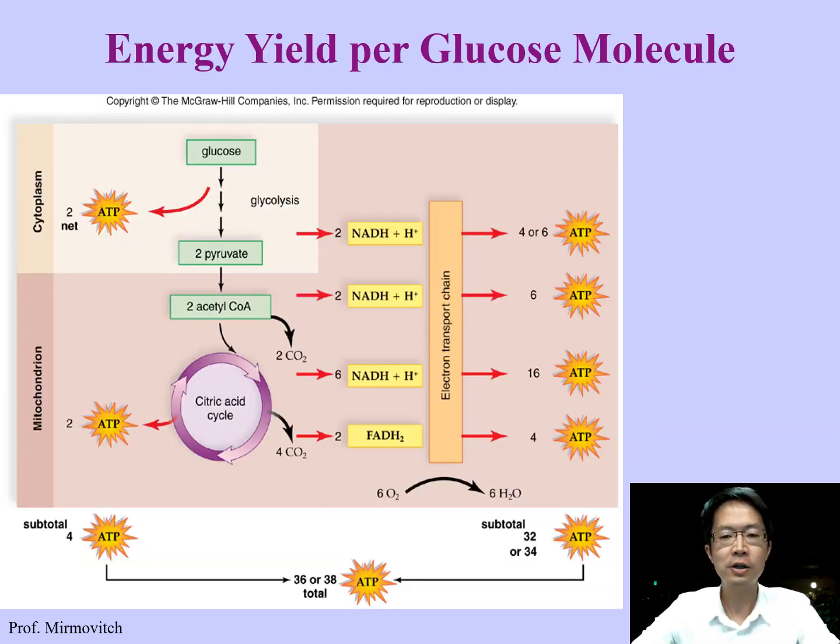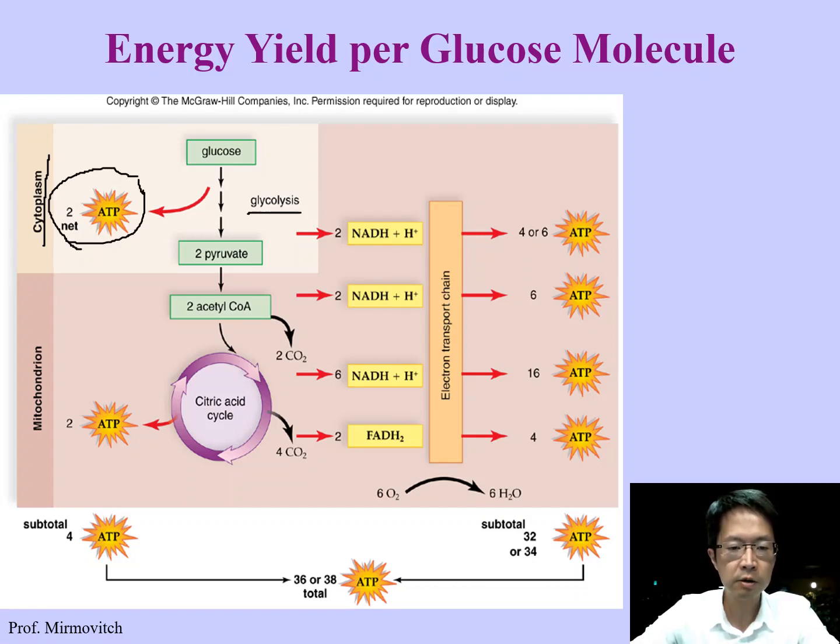Okay, this picture summarizes how many ATP we make in each step. In glycolysis, it occurs in the cytoplasm. It makes 2 ATP. In the Krebs cycle, it occurs in the matrix. Total, okay, total make 2 ATP. Why do I say total?